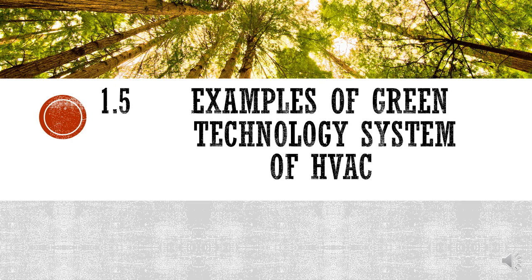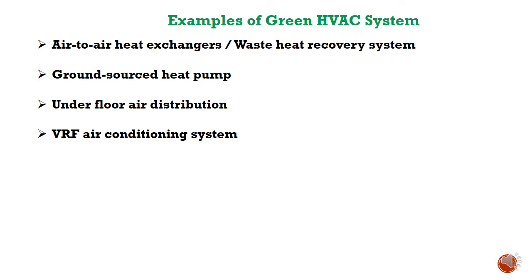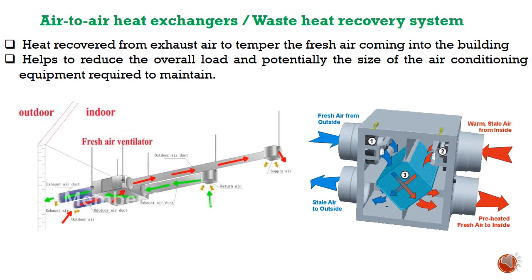Okay, let us see the examples. This is the last slide that we stopped at. We have air-to-air heat exchangers, ground source heat pump, underfloor air distribution, and variable refrigerant flow air conditioning system. Right, so we go to the first one: air-to-air heat exchangers, also known as waste heat recovery system.